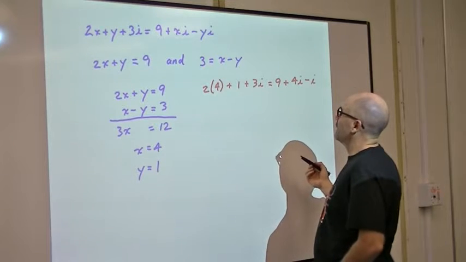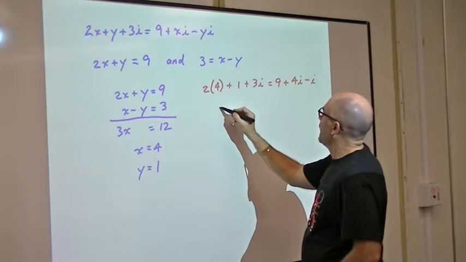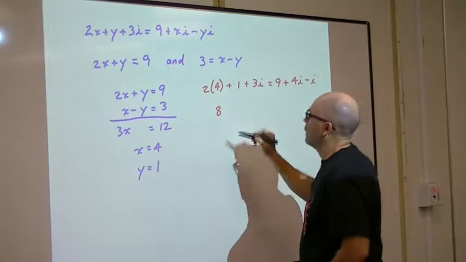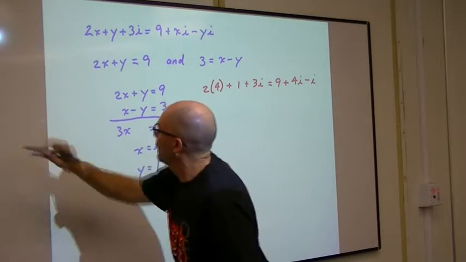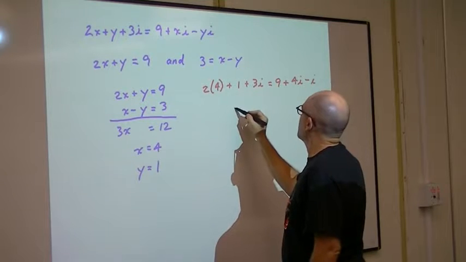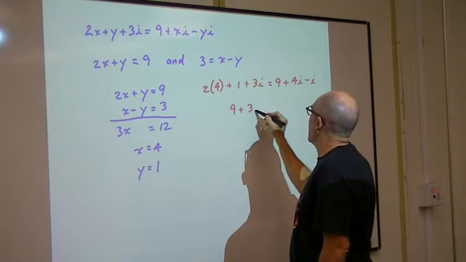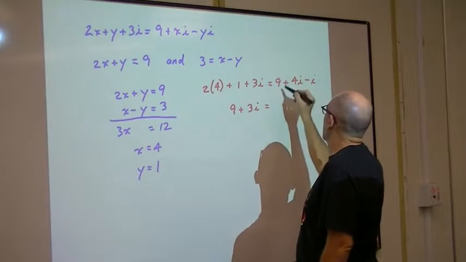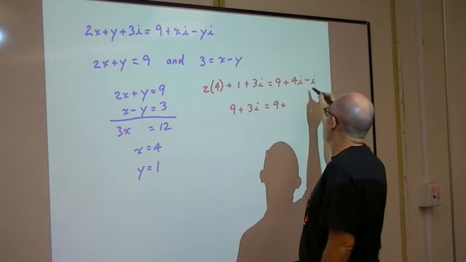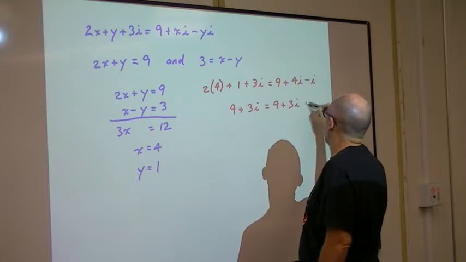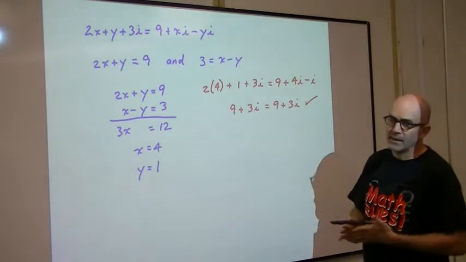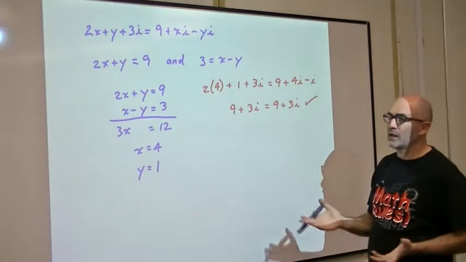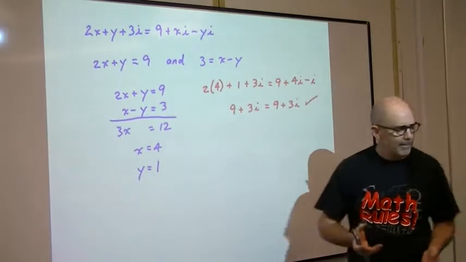Okay, so what's this say? Well, it says 8. Well, yeah, let's do that all in one step there. It says 8 plus 1, which is 9, plus 3i equals 9 plus 3i. So that checks. So this really is a piece of cake. Like, you could do this in Algebra 1. Okay.